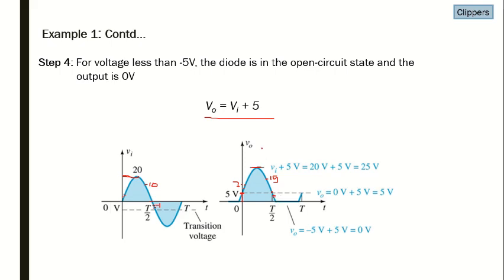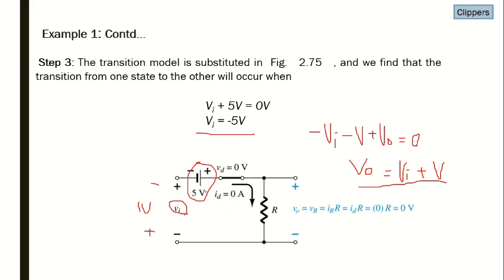The negative half cycle has already started. When Vi is equal to minus 4, maybe we are here somewhere, the output will be positive 1. When Vi is equal to minus 5, the output will be 0. So when the input signal is minus 5, the output signal is 0. And when the input signal is minus 20, it is minus 20 plus 5, but the output is 0 volts because the diode is in its off state.